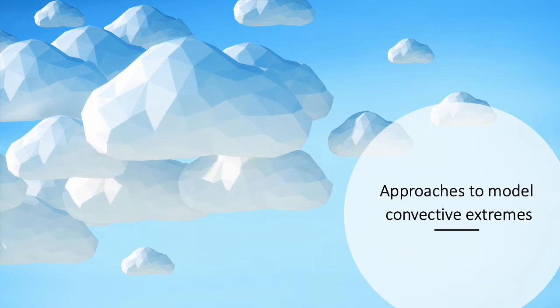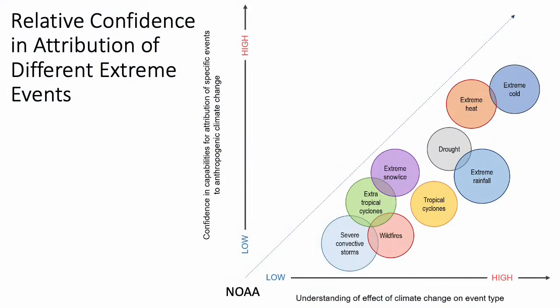So next I wanted to talk about approaches to model convective extreme events. If we talk about modeling extremes, severe convective storms, which are shown in the bottom left here, are really the one extreme event that's hardest to model and least understood in how they're changing into the future under climate change conditions. They are also extremely hard to predict in numerical weather forecasting systems.